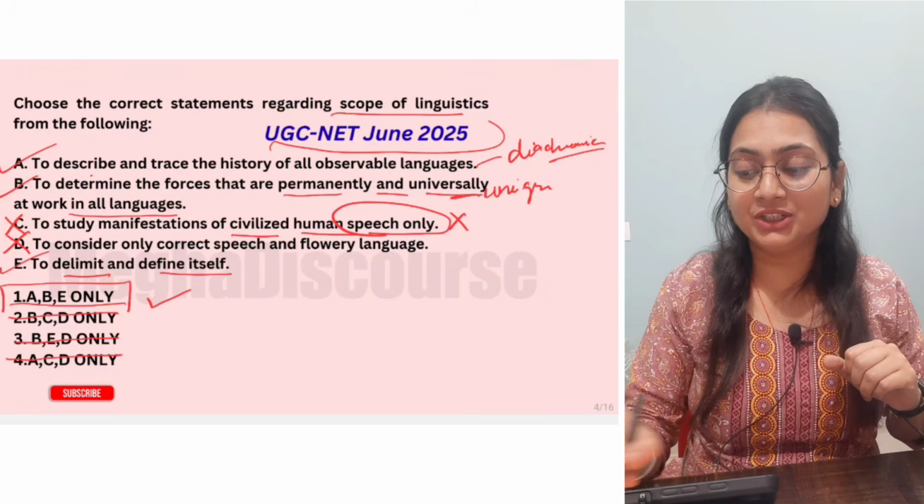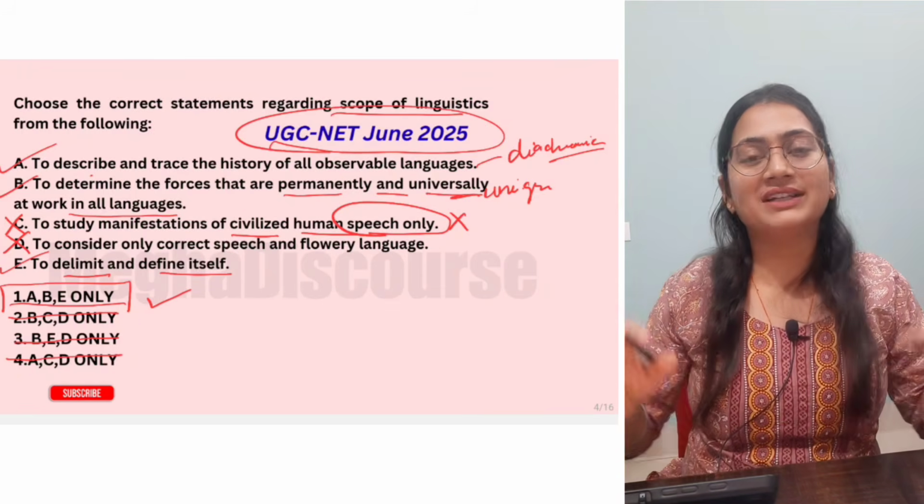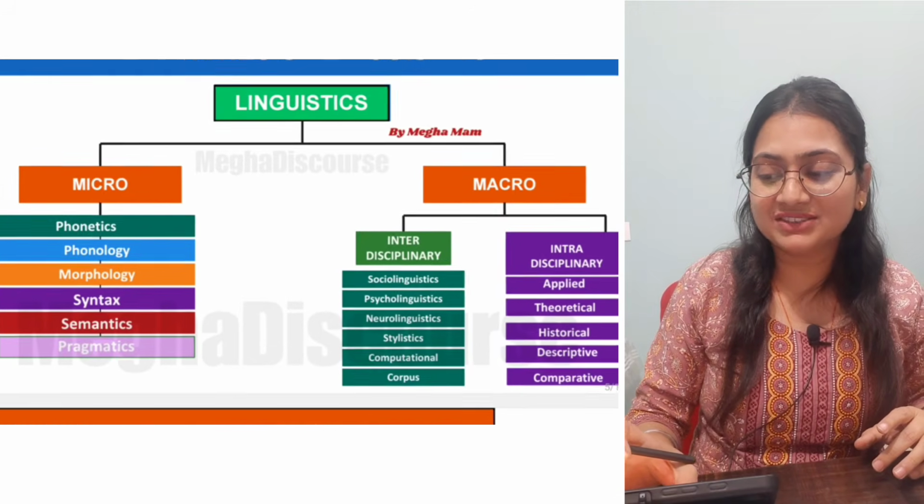This is your UGC NET 2025 question. So if you know the basic definition of linguistic, then this question is easy for you. Chaliye. Next we have branches of linguistics.